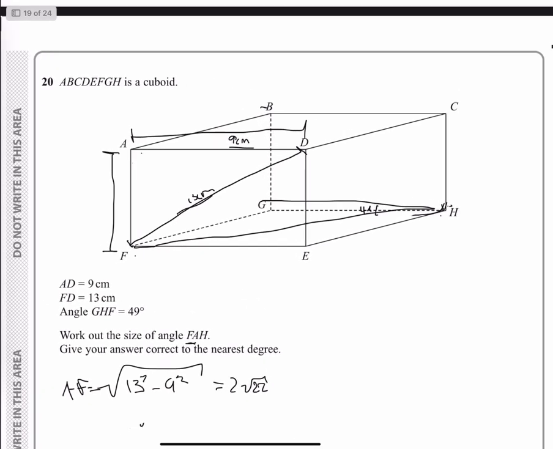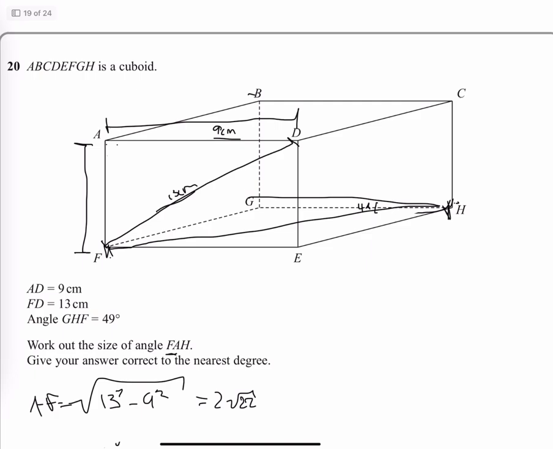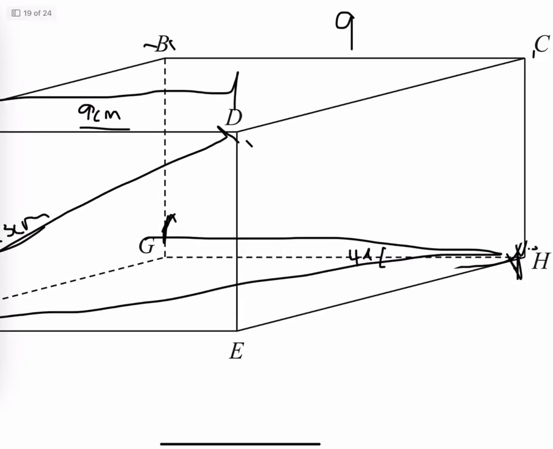Now, what's our next step? We want a second side, so if we can get F to H, then we are in business, because then we have two sides, we know it's a right angle triangle, happy days, we can get this angle. So, how can we do that? Well, if A to D is 9, then B to C is 9, because this is a cuboid, so G to H is also 9. So now we can work out what F to H is.